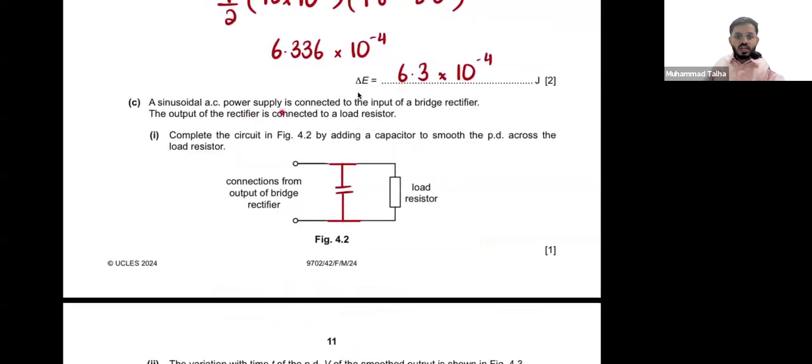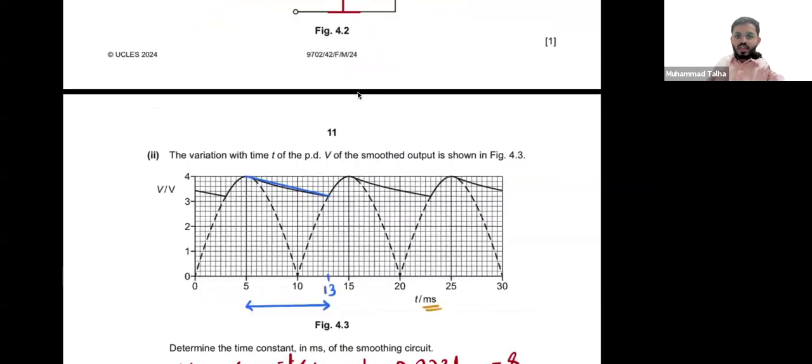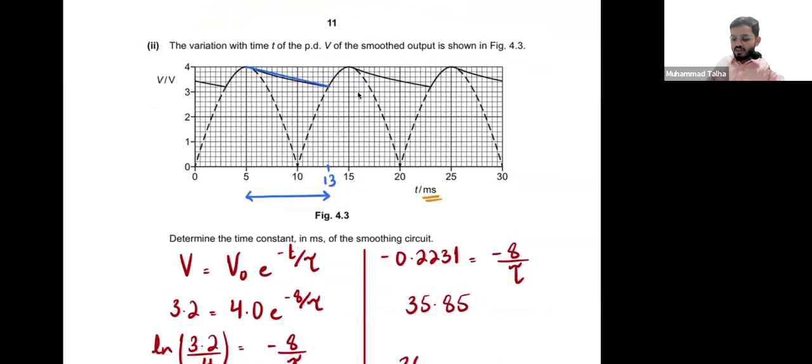C1, a sinusoidal AC supply is connected to the input of a bridge rectifier. The output of the rectifier is connected to a load resistor. Complete the circuit in 4.2 by adding a capacitor to smooth the potential difference. So we know that we have a capacitor in parallel for that purpose. The variation with time t of the PD of the smoothed output is shown in 4.3. Determine the time constant in milliseconds of the smoothing circuit.